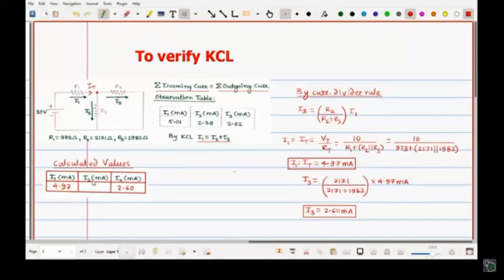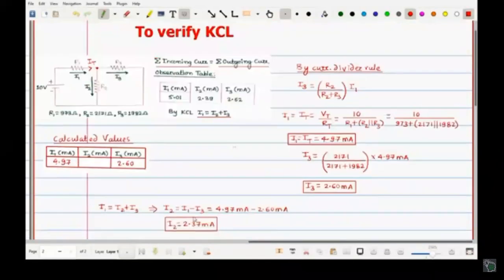Now what is remaining? I2. So what is the equation you are having? We are having this equation from KCL. I1 is your incoming current. It should be equal to outgoing current, means I2 plus I3. I1 and I3 are known to us, so this equation will give you I2. So what is I2? Put the values of both currents. I1 is 4.97 milliampere minus what is I3 you are getting? 2.60 milliampere. So friends, if you calculate this, you will get I2 is equal to 2.37 milliampere.